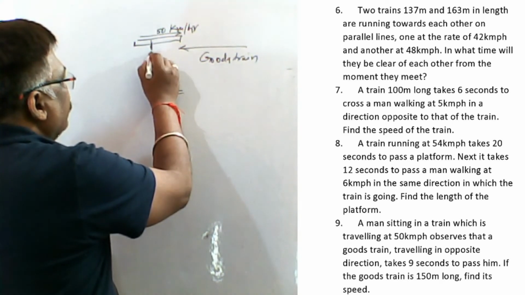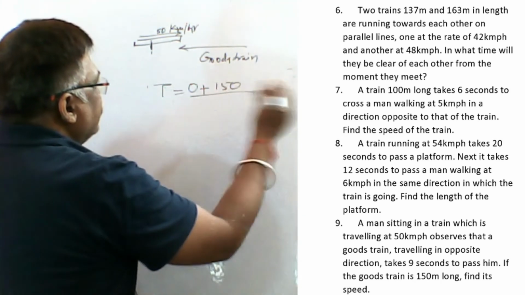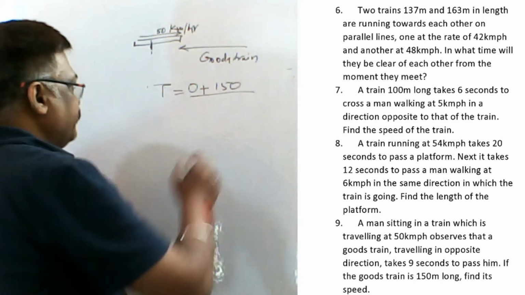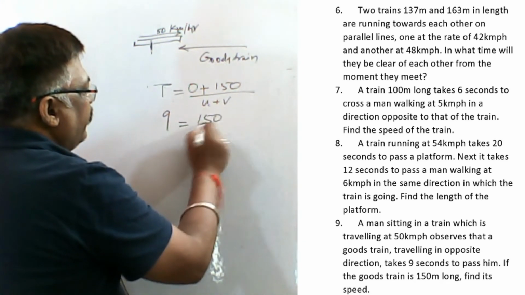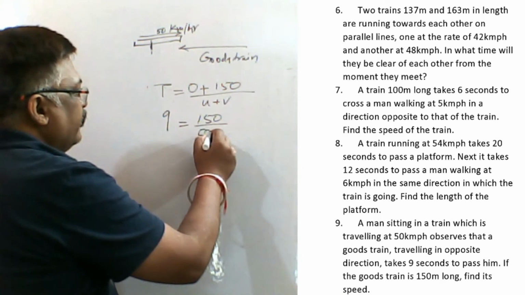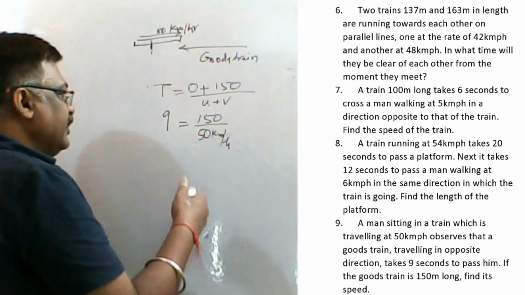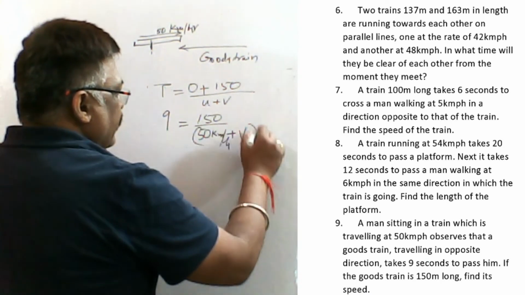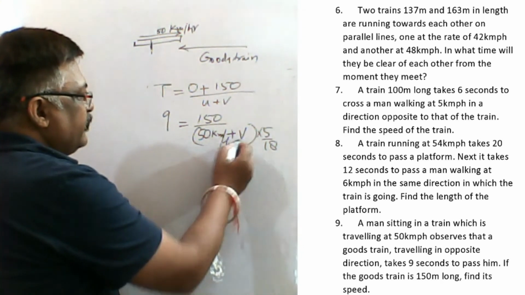So the man's length will be 0. The goods train distance is how much? 150 meters. And since both are in opposite directions, the relative speed will be u plus v. Time, how much is it taking? 9 seconds. 150, and the speed is how much? 50 km per hour. He is in a train, but the train is also traveling, so it makes sense the man is also traveling. V into 5 by 18, to convert it into meters per second. The goods train speed we have to find out.